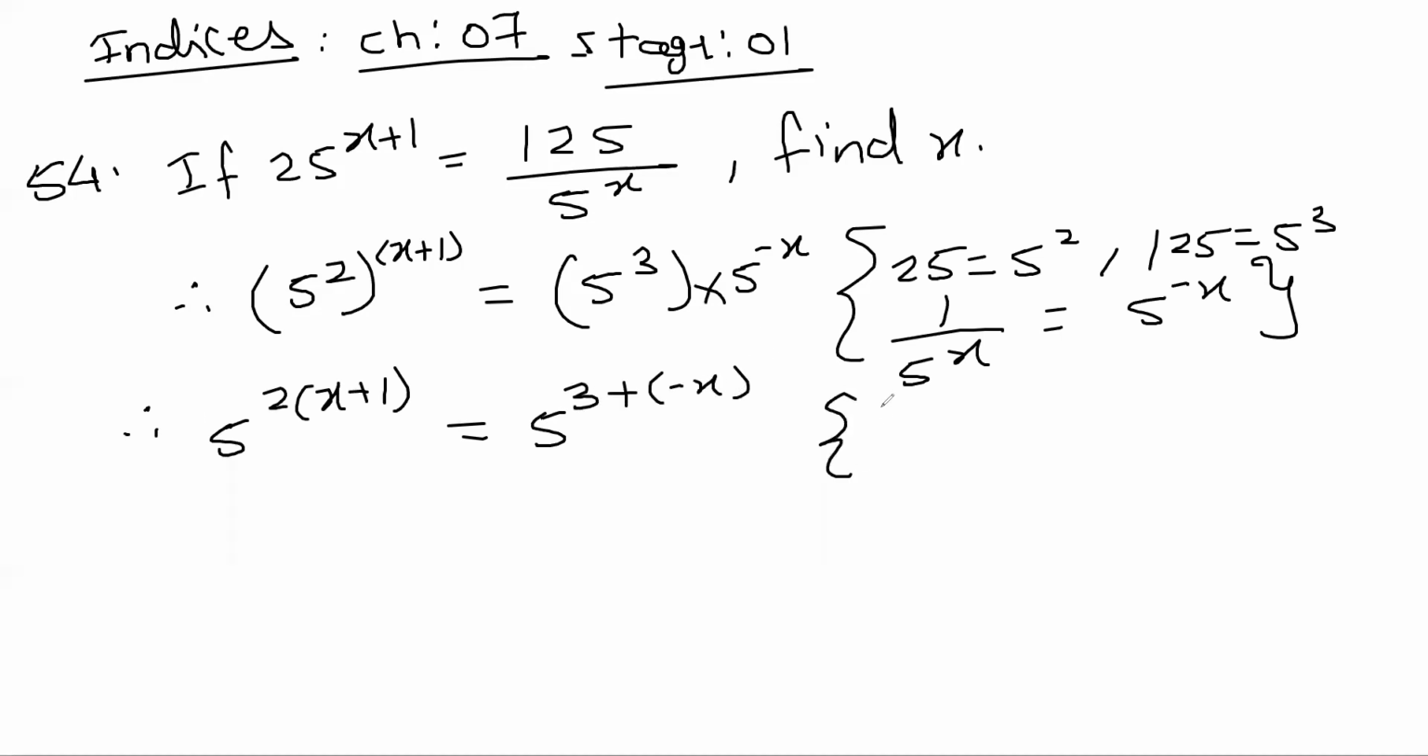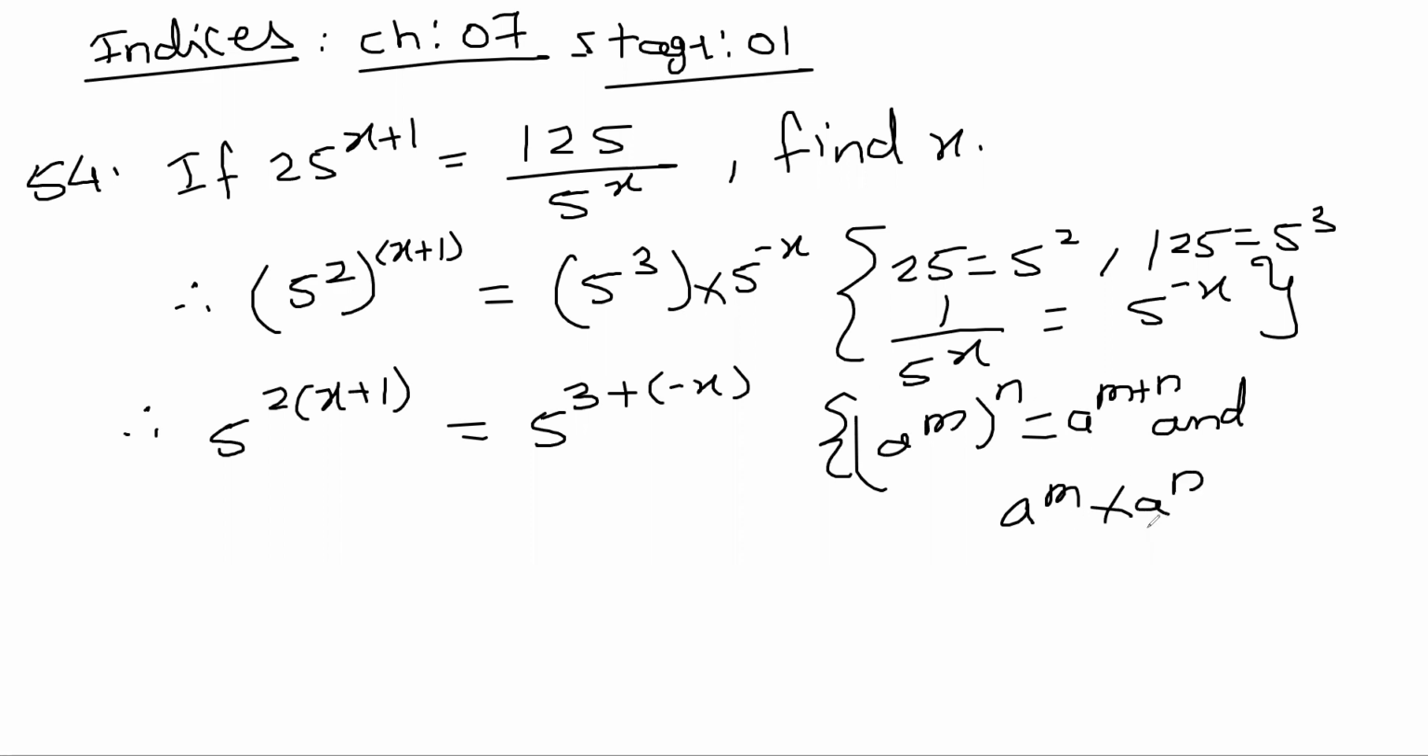What are the reasons? A raised to m raised to n is equal to a raised to m plus n, and secondly a raised to m into a raised to n. If bases are same, then we add the indices. So here open the brackets, you get 2x plus 1 is equal to 5 raised to 3 minus x.